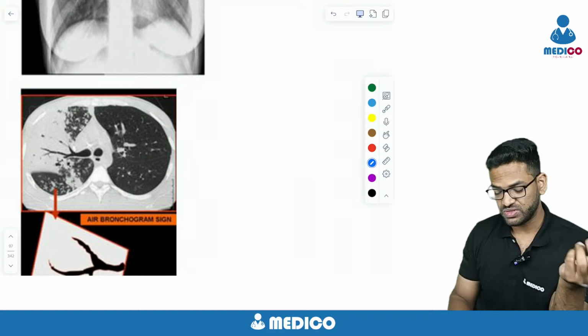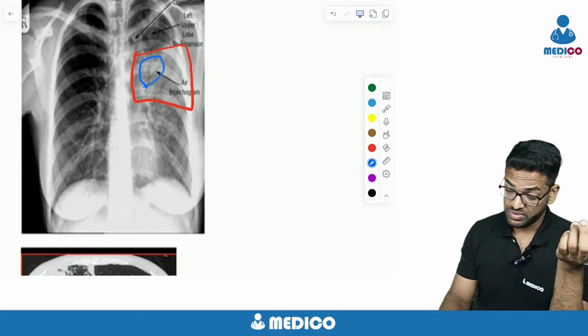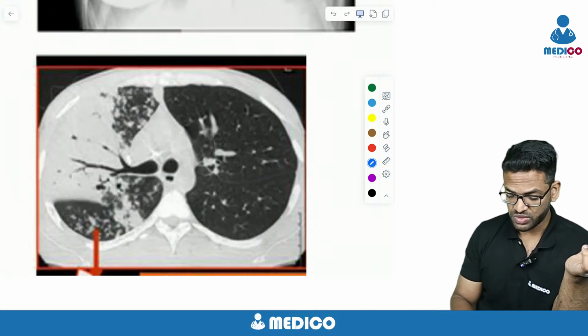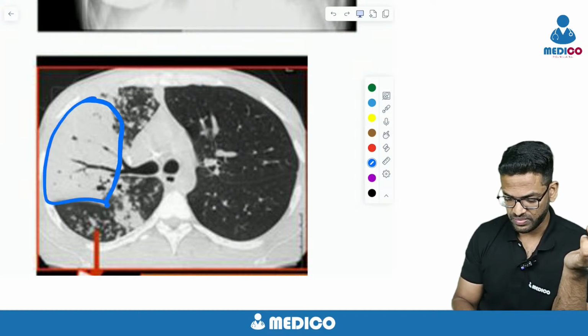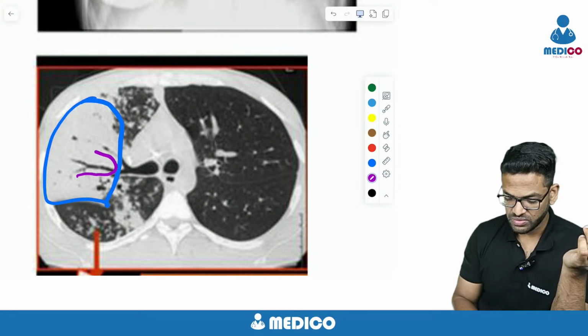So what happens on a CT? On X-ray it is very difficult for you to make out what you're trying to see. Just see the CT of it. CT is much more clear. This is a whole consolidation right here, and these bronchi are just coursing through it.